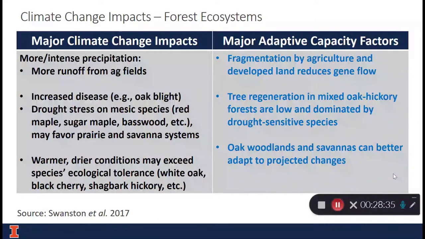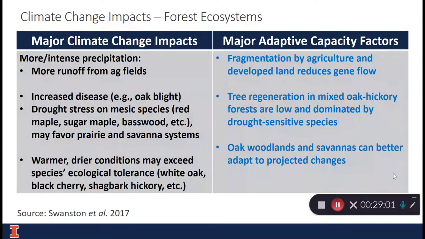We also get more variability. So I talked about that last summer in Peoria where we got dry, wet, dry. That means that we get drought stress on some of our mesic species like red maple, sugar maple, etc. And it could favor prairie and savanna systems in areas that are on the boundary between prairie and forested ecosystems. Also, the warmer, drier conditions in the summertime that are projected may exceed species ecological tolerance.